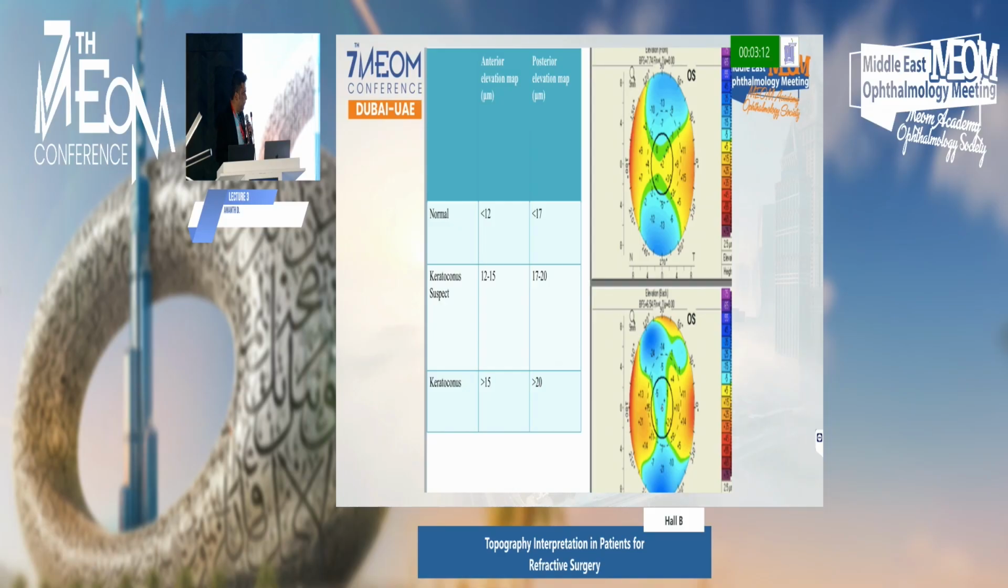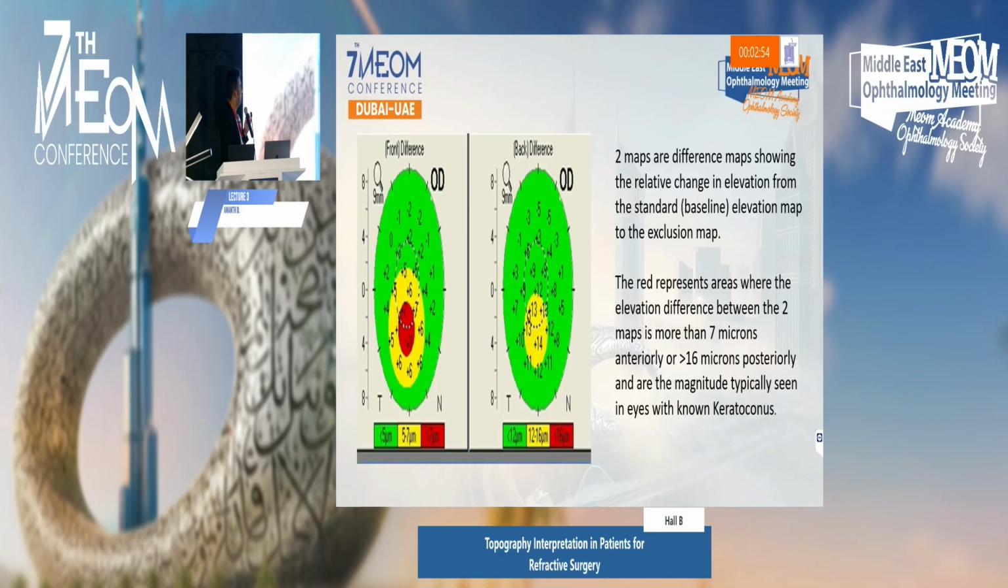Whenever you look for these values, the elevation parameters on the interpolation map should be less than 12 and less than 17 on the Pentacam map to call it a normal patient or an ideal patient for refractive surgery. If these values go more than 15 or more than 17, we start suspecting keratoconus in these patients. Then there is also an entity where the Pentacam tells us the difference between the BFS and the enhanced BFS. These values should fall below 5 and below 12. Beyond this, the Pentacam itself will alert you in the red box, telling that this can be a case of very early keratoconus or a hidden keratoconus.